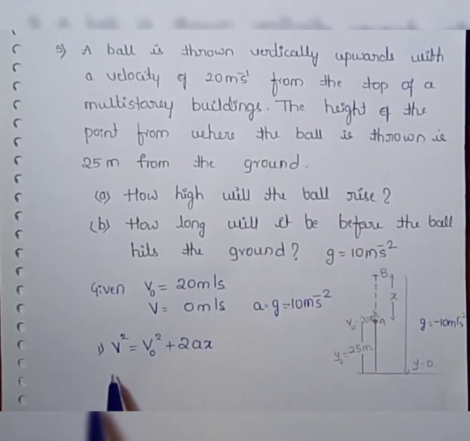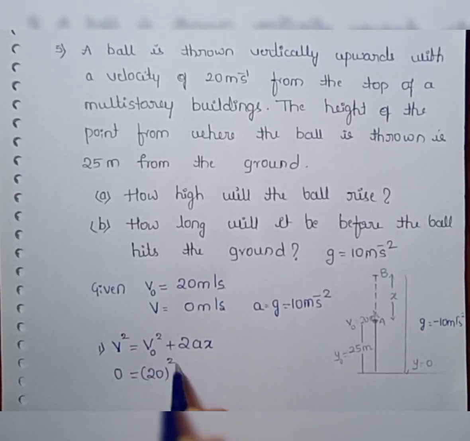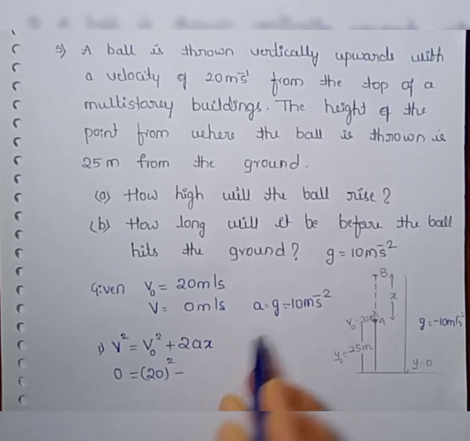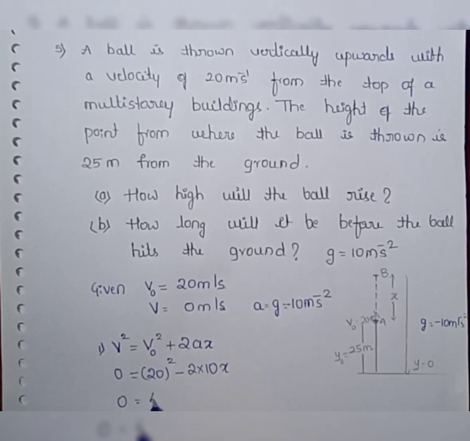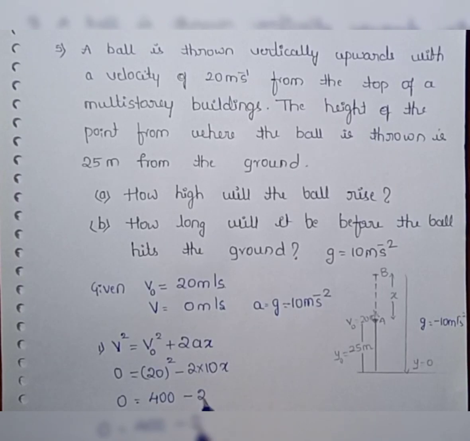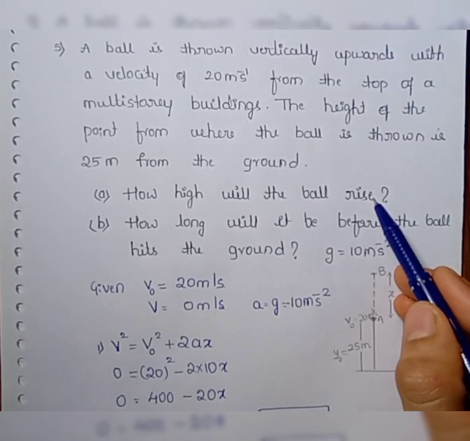Then substitute all the values, then which gives 0 is equal to 20 square minus 2 into 10x, a equal to minus 10. 0 is equal to 20 square is 400 minus 20x. Then value of x becomes 400 divided by 20. So value of x is equal to 20 meter. This one is the first answer for question A.